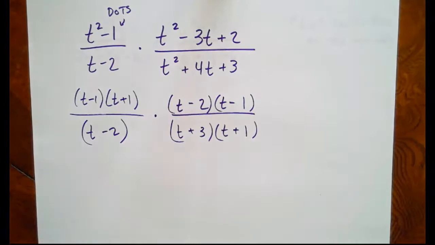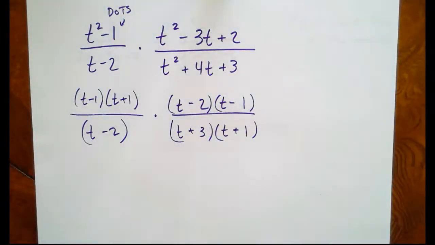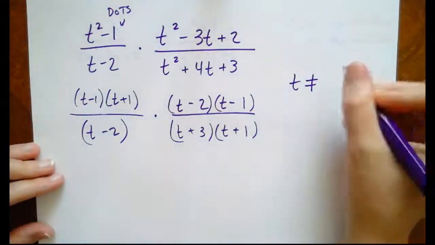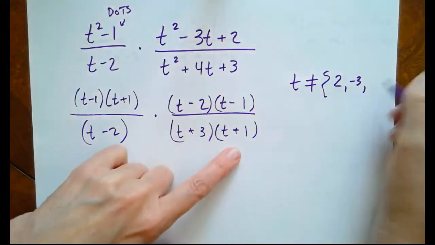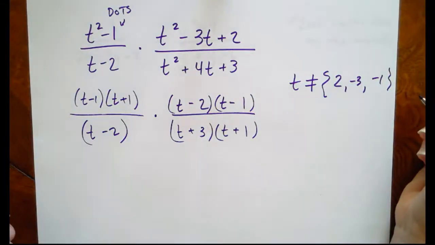So now that everything is factored, we can give the domain restrictions. I won't worry about interval notation here. We're just going to list what t cannot equal. T cannot equal 2 or negative 3 or negative 1. Those are the restricted values.